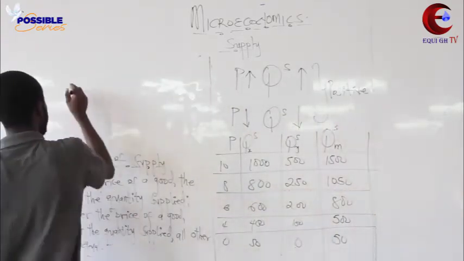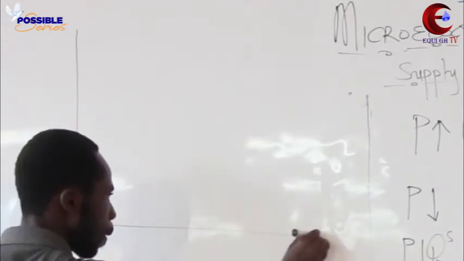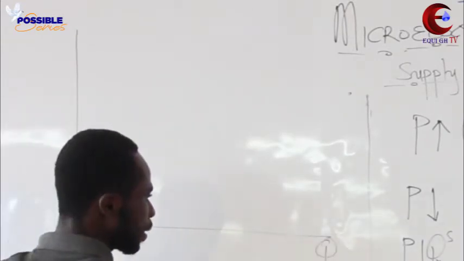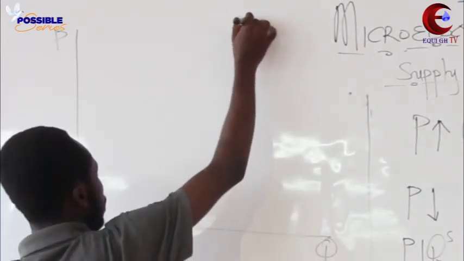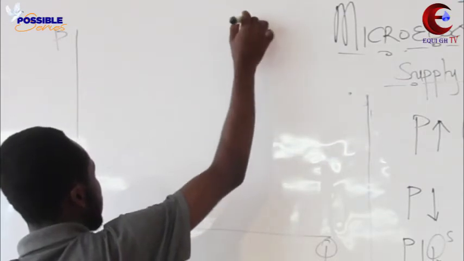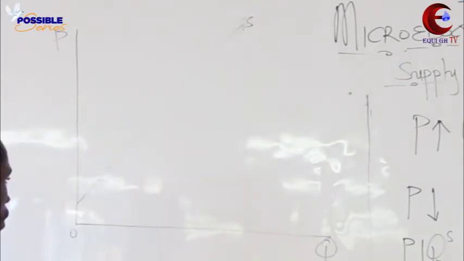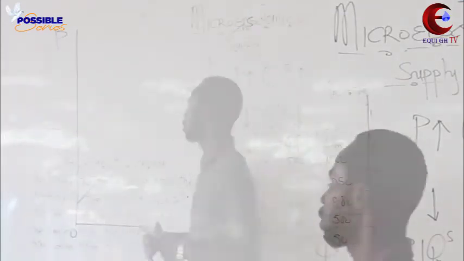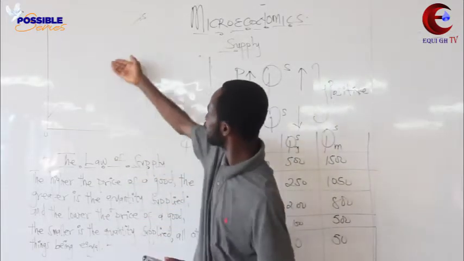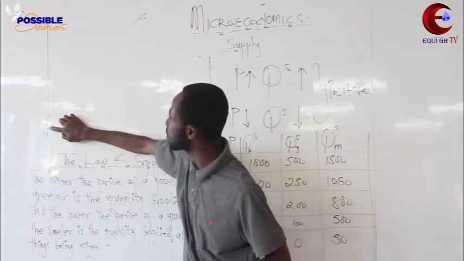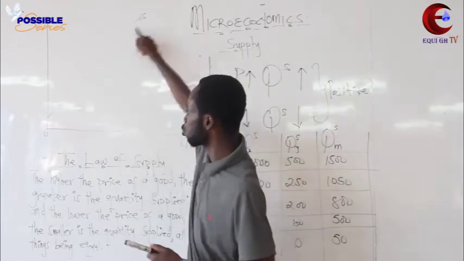So the supply curve is going to look like this. Here is quantity and here is P. Here is 0. And the supply curve is going to be like this. So this is S. So that is the supply curve. It is in a positive direction. It can move from here, 0, to here. It can move from here to here.